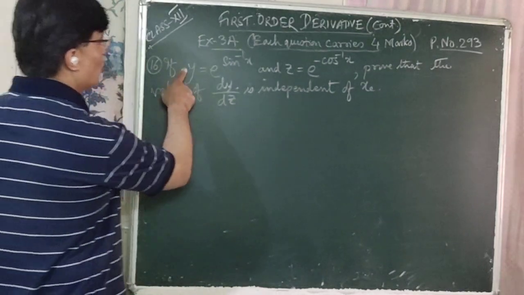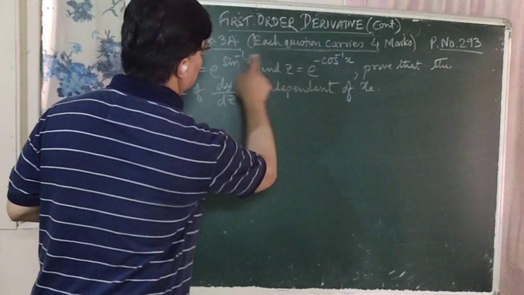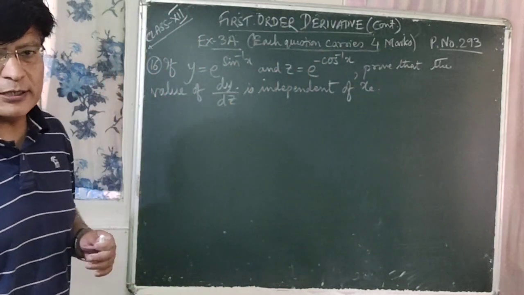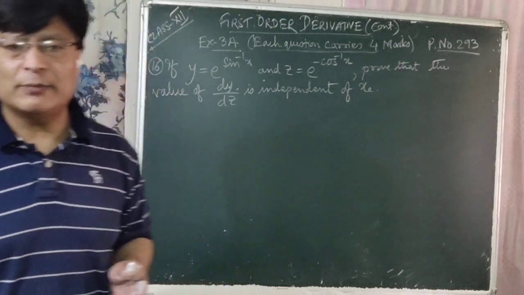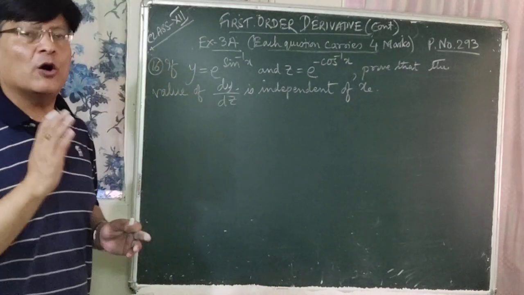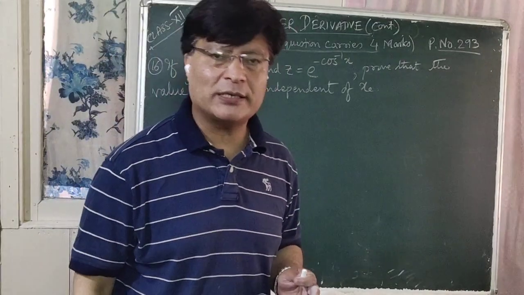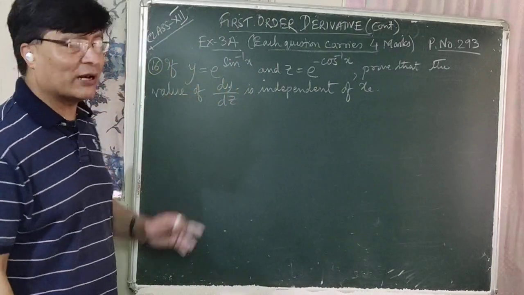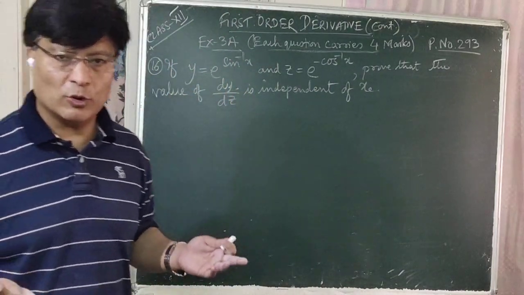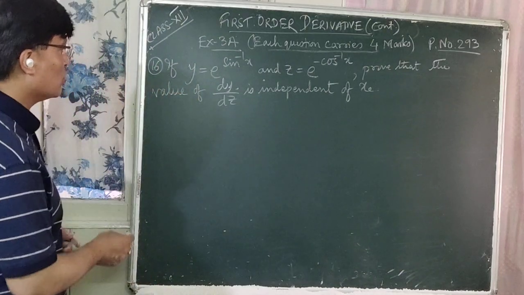Now, these y and z are expressed in terms of a third variable x, that is, x is a parameter here, so this is also a parametric equation. So you know how to differentiate this parametric equation. That means how can you calculate dy by dz, that you know, isn't it? So let's do the solution now.